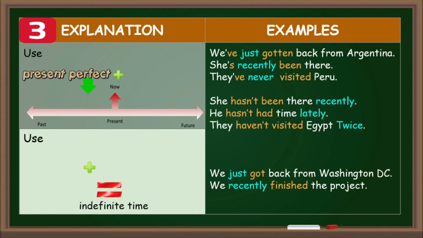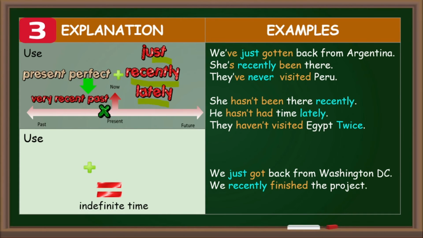Number 3. Use the present perfect with just, recently, or lately to talk about events in the very recent past. Examples: We've just gotten back from Argentina. She's recently been there. They've never visited Peru. She hasn't been there recently. He hasn't had time lately. They haven't visited Egypt twice.